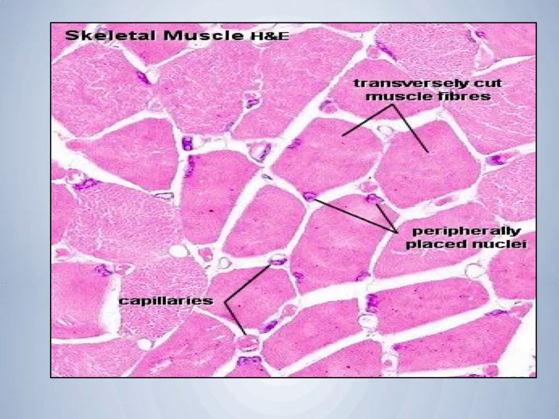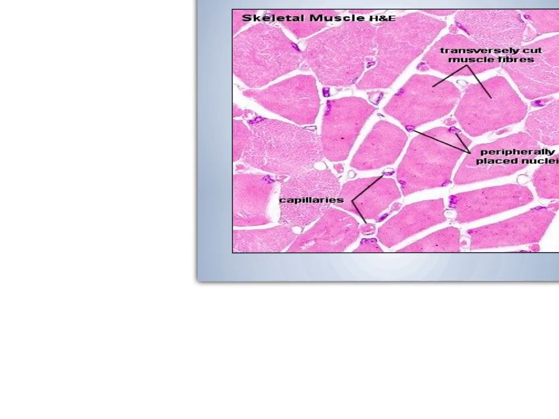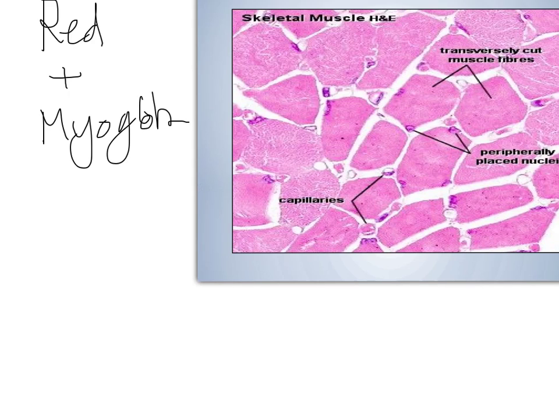You may be asked here, what are the differences between the red and the white? The red fibers are characterized by being rich in three things. What are these three things? They are rich in myoglobin. The red fibers are rich in myoglobin, and also rich in blood vessels or vasculature, and also rich in mitochondria.